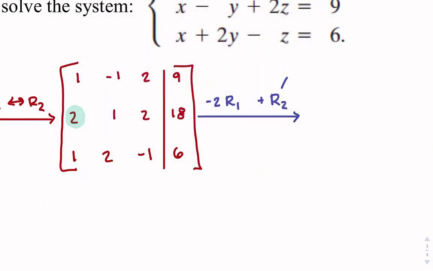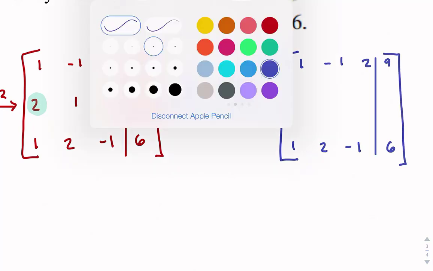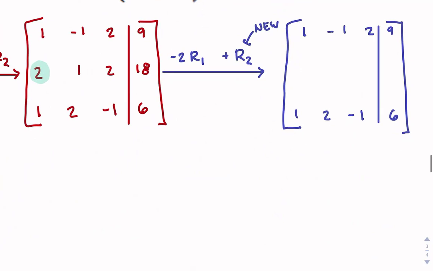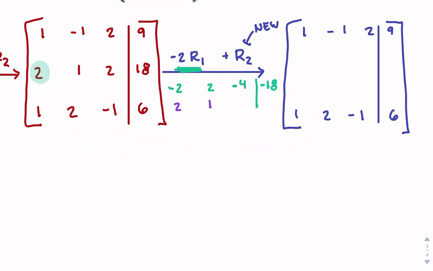Remember, you're only changing row 2, so rows 1 and 3 are going to stay the same. I'm going to rewrite this before I do my math, just so I know I'm only changing row 2 here. It says -2 row 1, so I'm going to do -2 times row 1. When I do that, I get -2, 2, -4, -18. Then it says add it to row 2, so I'm going to rewrite row 2 here in purple, and then add it.